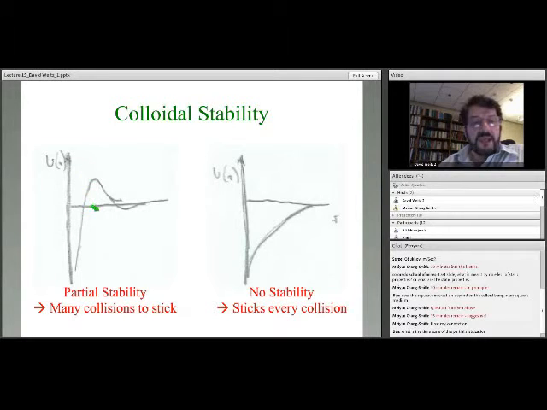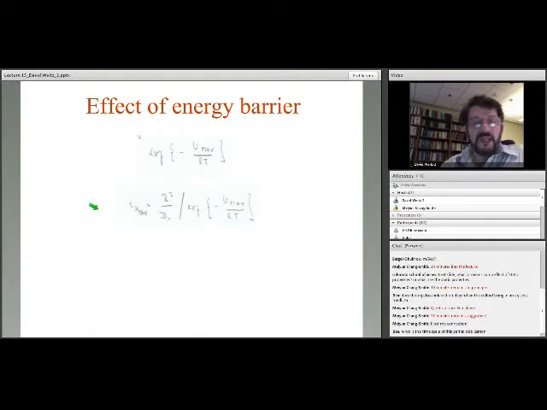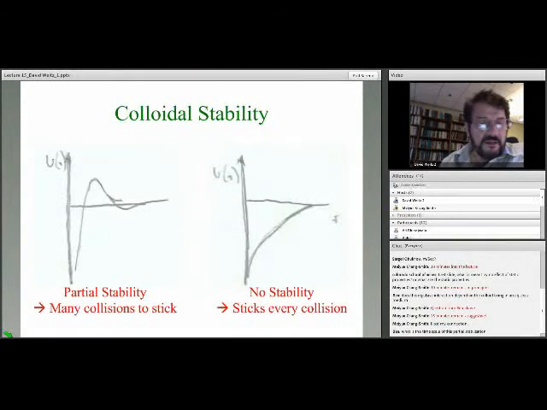In fact, you can write what the stability constant is. It's just, what is this U maximum, and I'll go back and show that here, that in this case is this value. This is the stability factor. You compare this to kT, and the ratio of this to kT is the stabilizing factor.